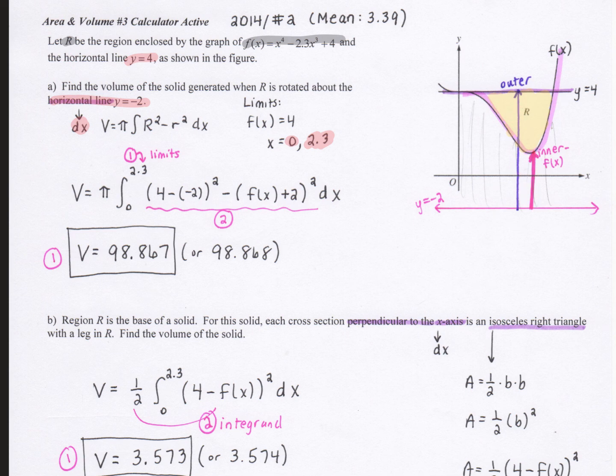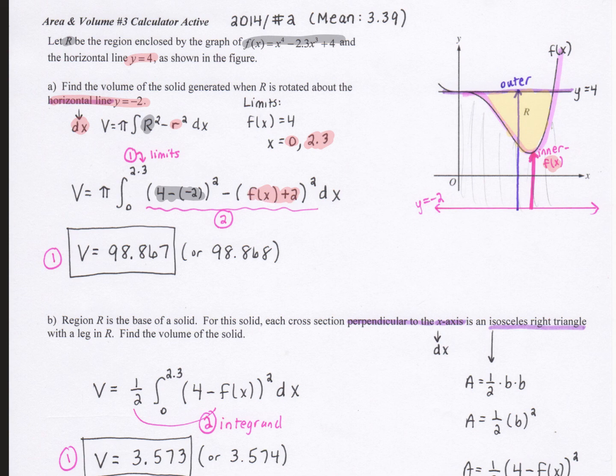As I go to substitute in for my big R, my outer radius squared, I do 4 minus my axis of rotation, which is -2. So that is my R squared. My inner radius is the f of x function. So here's my f of x. When I subtract the -2, I just wrote that as +2. So that is my inner radius squared, and then my dx at the end.